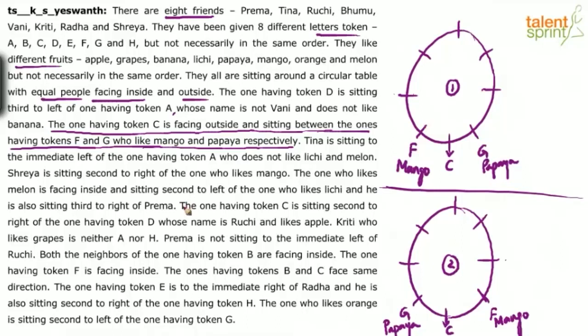See what it says, the one having token C is second to the right of D. So if D is here, let's say, right of D. If D is facing outwards, right of D will be C. Or the other possibility is D can be here and D facing inwards, so right of D will be C. So these are the 2 possible positions for D.